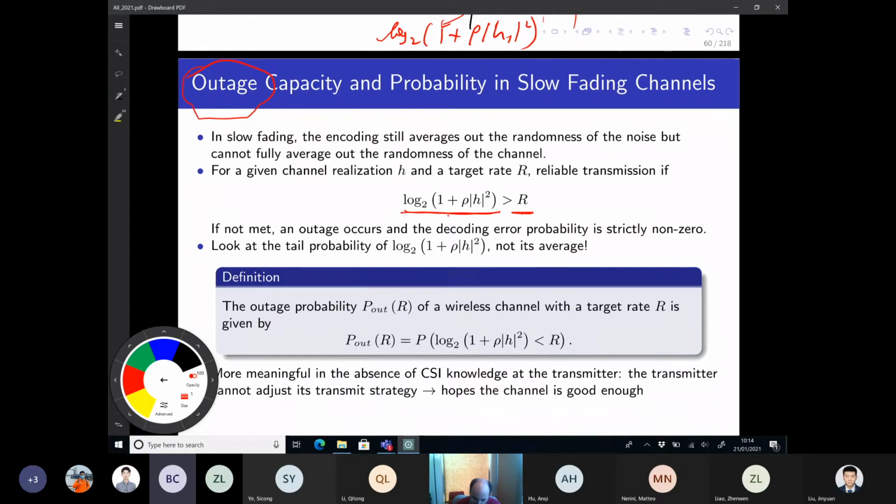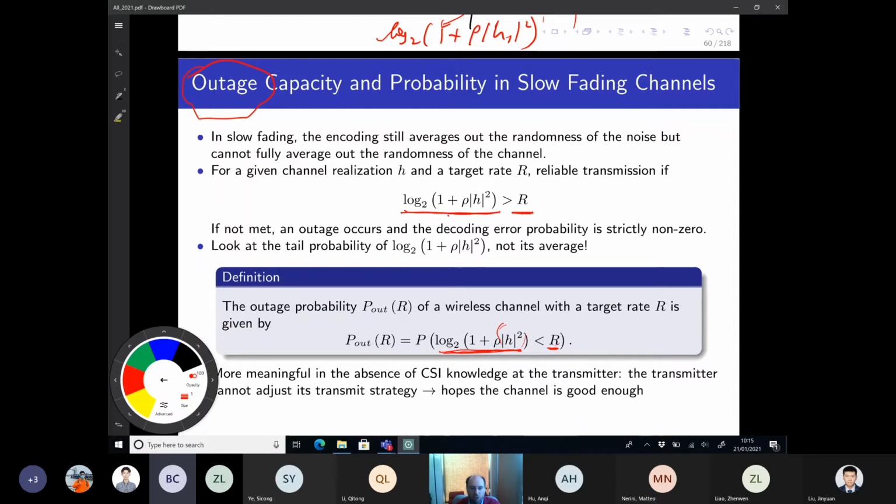Right? And you're going to have outage whenever the rate at which you transmit is higher than the rate that the channel can support. Now, because H is a random variable, you don't know it at the transmitter. What you're looking at is the probability that the rate is higher than that. That will give you the outage probability.